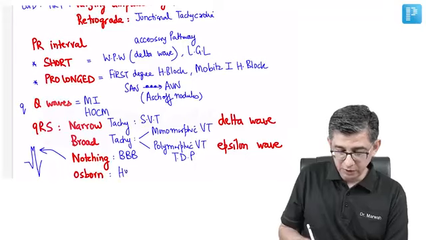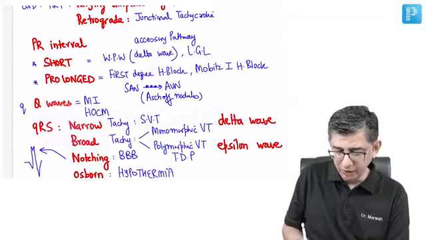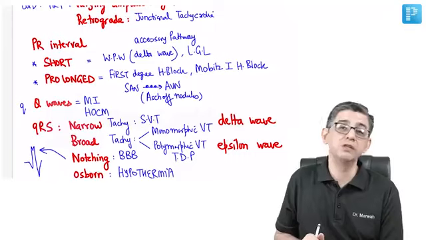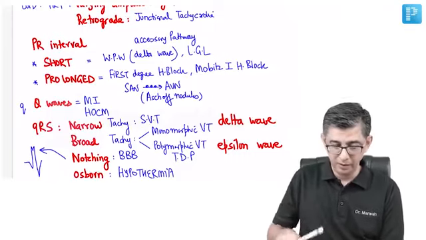Osborne waves is relatively easy. This would be encountered in patients of hypothermia, and the clinical setting given in the question would also help you identify this. The core temperature here would be best evaluated in the lower esophagus, as I have explained earlier.